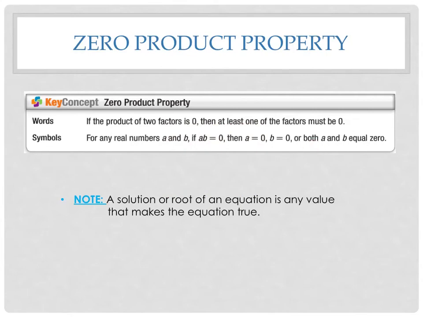Okay? And a final note that we want to think about is a solution or a root of an equation is any value that makes the equation true. Okay? So again, that's your x-intercepts on a graph. So let's take this understanding and knowledge and apply it to the next skill.